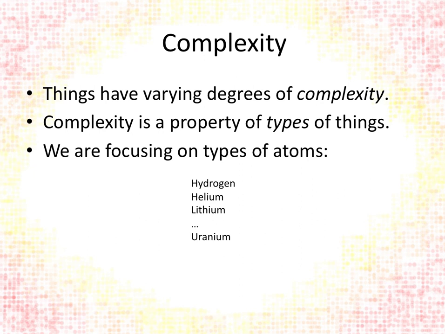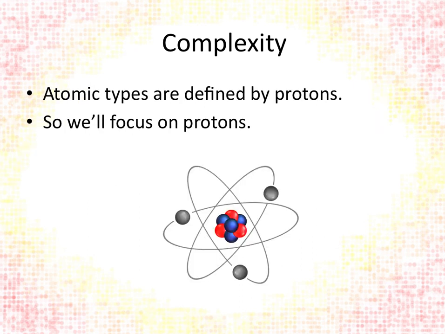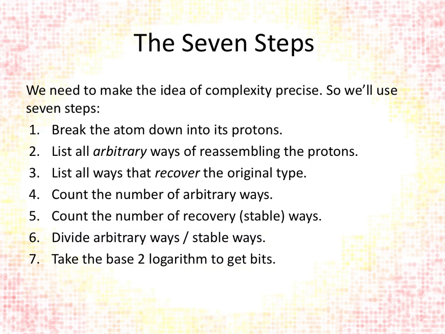This is the Dawkinsian concept of complexity. Things have varying degrees of complexity. Complexity is a property of types of things, not of particular things. And here we're focusing on types of atoms like hydrogen, helium, lithium, and so on, all the way out to uranium. Atomic types are defined by protons, and we're going to focus on the protons. We can ignore neutrons and electrons.